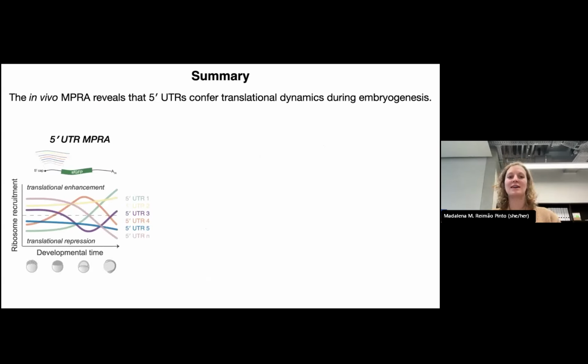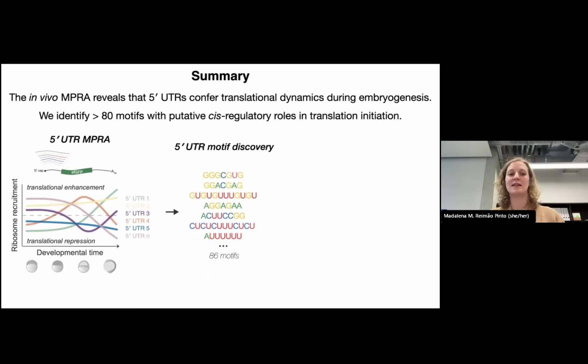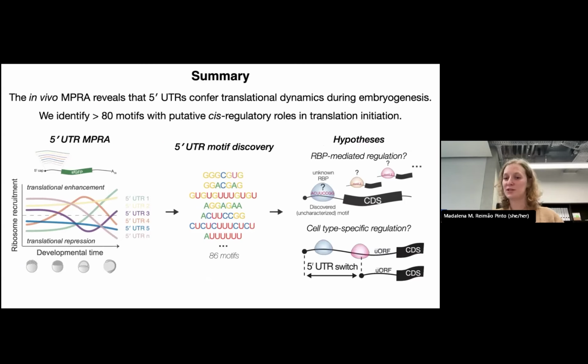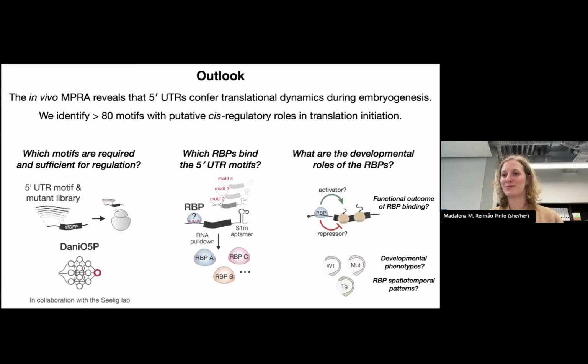So in summary, I've shown you that we've developed this in vivo MPRA that reveals that 5' UTRs are sufficient to confer translational dynamics during embryogenesis, and that this allowed us to identify more than 80 motifs with putative cis-regulatory roles in translation. Currently, we believe that these motifs might be recruiting RNA-binding proteins in a sequence-specific manner to regulate translation dynamics, and perhaps that these 5' UTR switches might be a means to control cell type-specific regulation. And this is, of course, what I'd like to explore in the future.